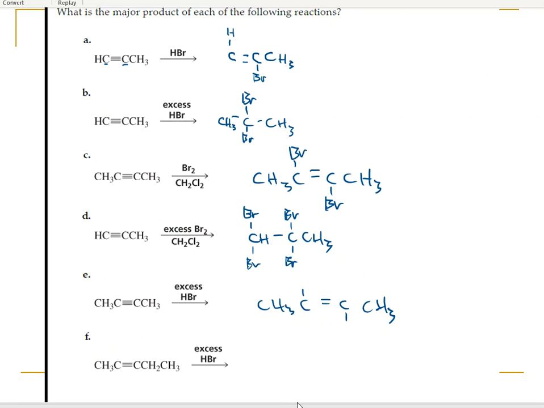HBr goes on. If I look at these 2 carbons, both of these carbons are identical. They have no hydrogens on them at all. Hydrogen does not have a preference, so hydrogen will go here to the left, and Br will go here. Well, I need to do one more step. It says excess. So I'll break the double bond to a single.